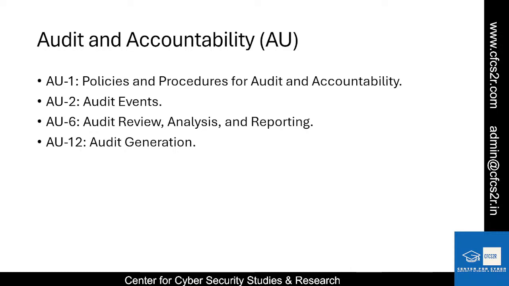So basically, if we say audit and accountability controls, we have certain four controls in this. Audit and accountability controls for supply chain risk management, specifically for cybersecurity, provide information that is useful in the event of a supply chain cybersecurity incident or compromise. So if there is a supply chain compromise, audit and accountability controls are very much useful.